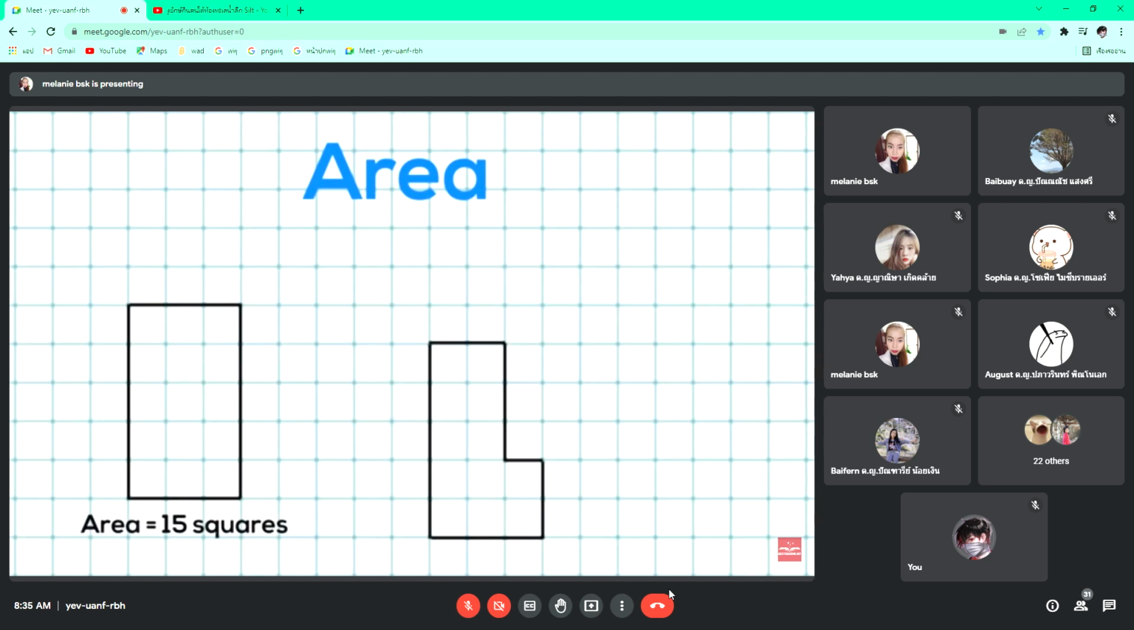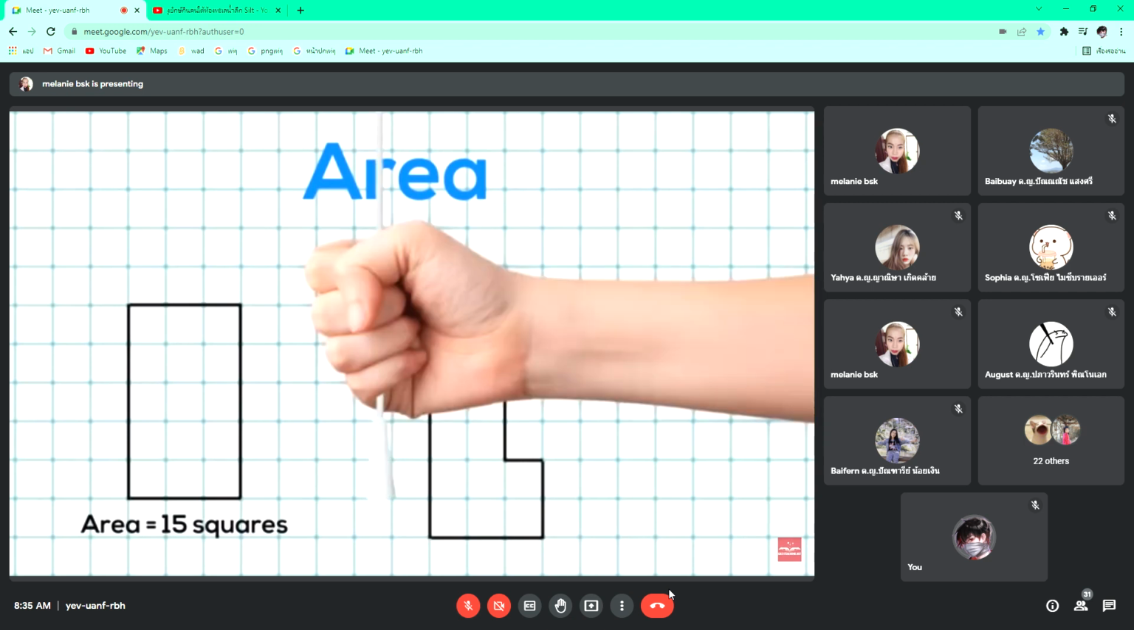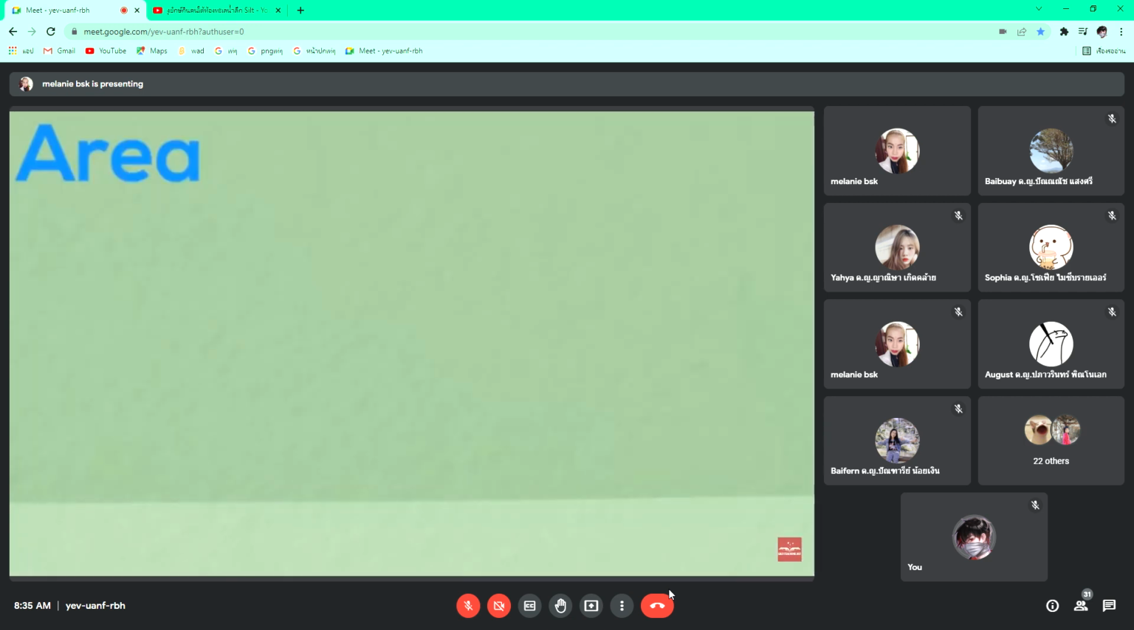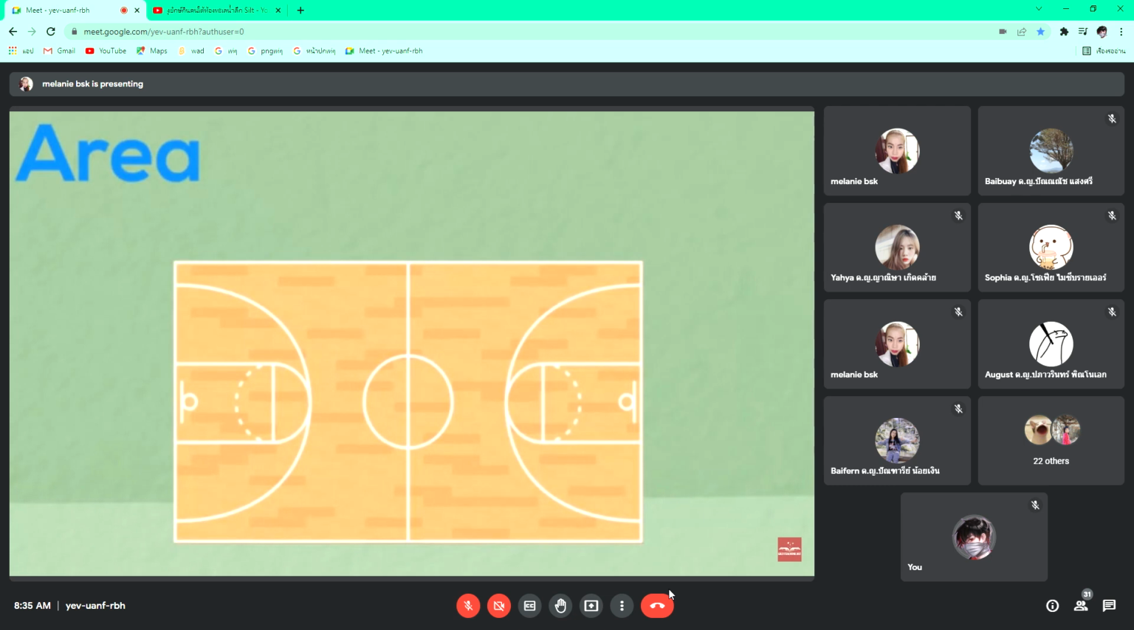The area of the first shape is 15 squares, and the area of the second shape is 12 squares. But what if we want to calculate the area of a shape and there are no squares to help us? For example, this playing court.